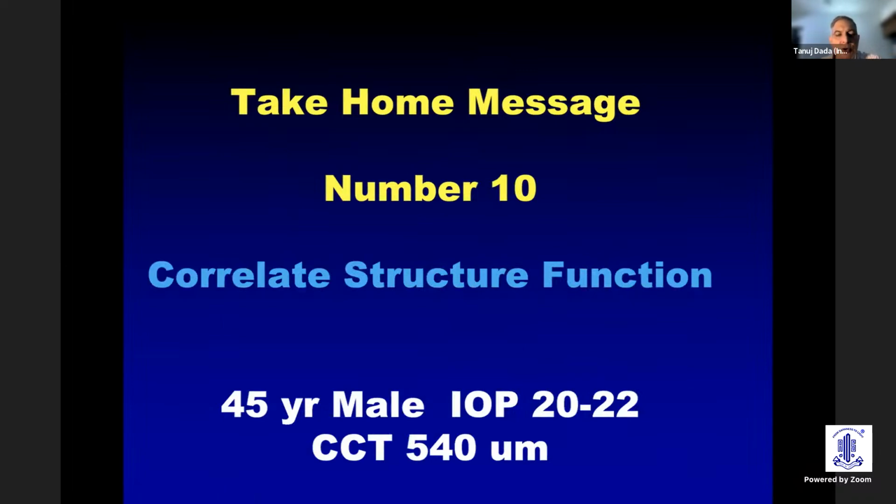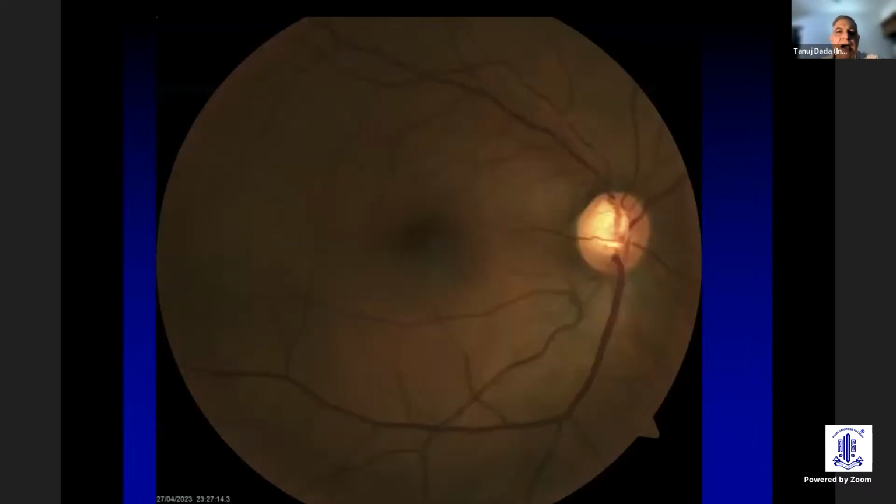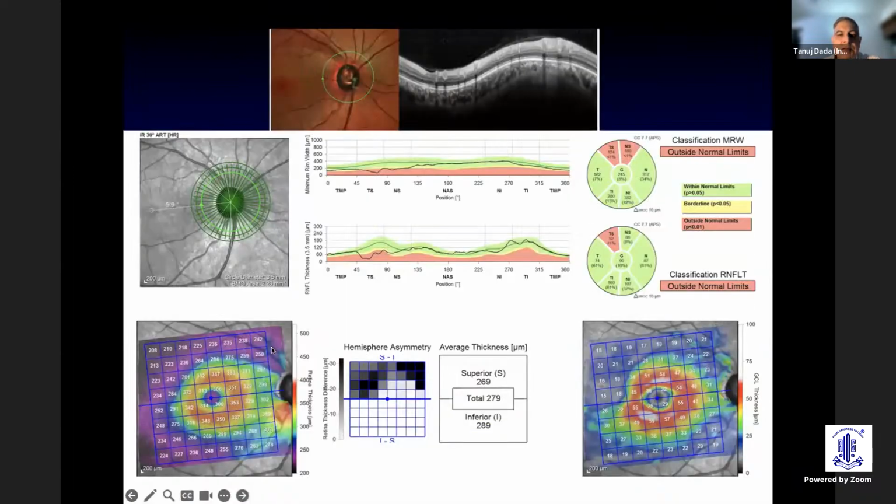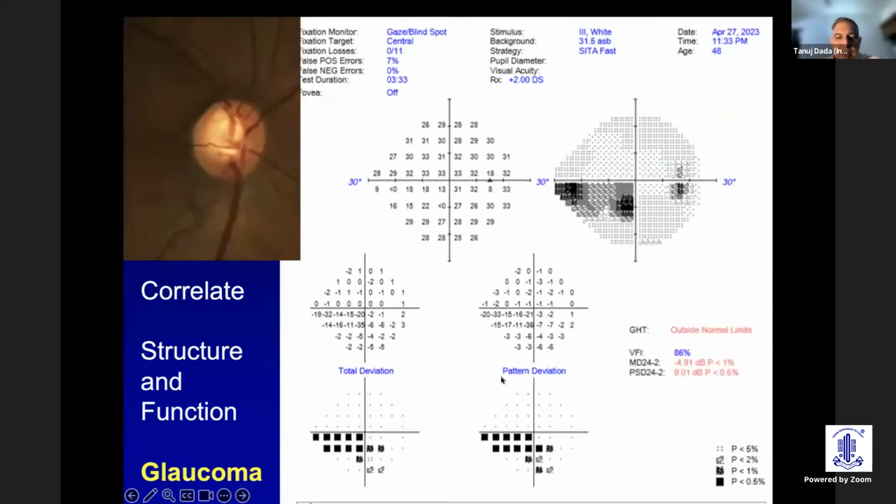And finally, you should correlate the structural changes in the RNFL as the glaucoma advances, superior RNFL defect, very nicely visible here, with the ganglion cell complex, the RNFL, the boundary of the neuroretinal rim, and then correlate the structure.